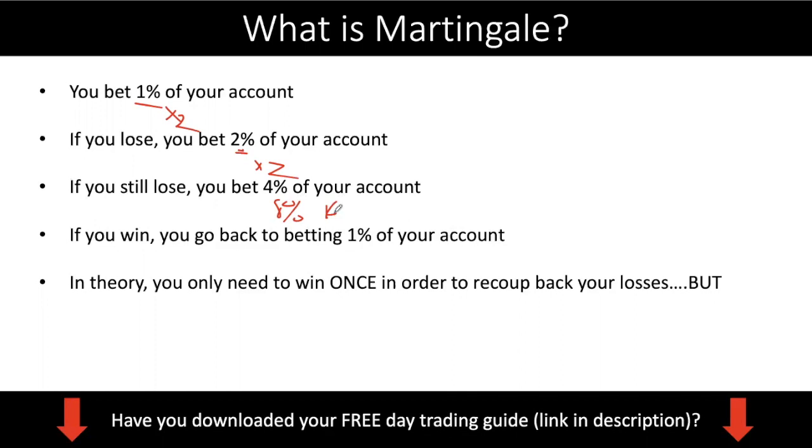But here's the thing. Let's say you win, maybe after 3 trades of losses, you finally win, you go back to betting 1% of your account. This is one of the most common forms of Martingale betting strategy. But there are many other variations. For example, let's say the first trade you bet 1% and you make money, then your second trade you bet 2%. And if you make money again, you do 4%, and so on and so forth.